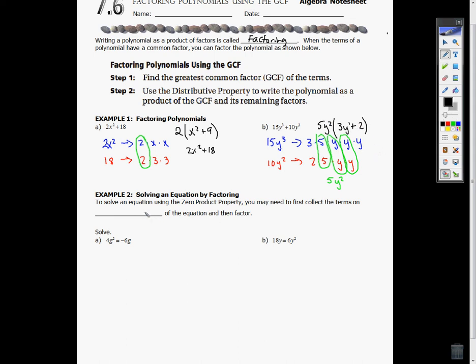Now let's go down to example 2 and solving an equation by factoring. So not only am I going to be factoring this, but now I'm also going to use what I learned in the previous section of the zero product property, and I'm going to be factoring and then solving. So to solve an equation using zero product property, you may need to first collect the terms on one side of the equation and then factor.